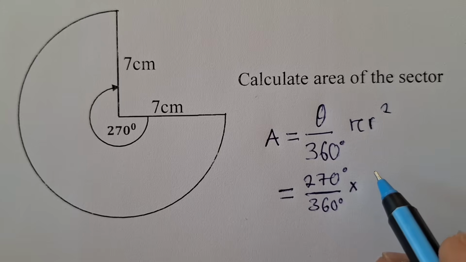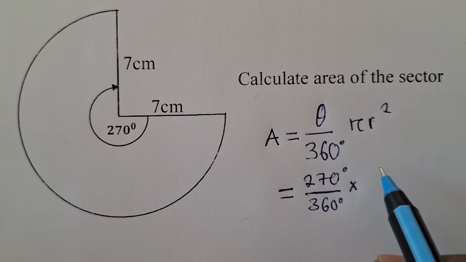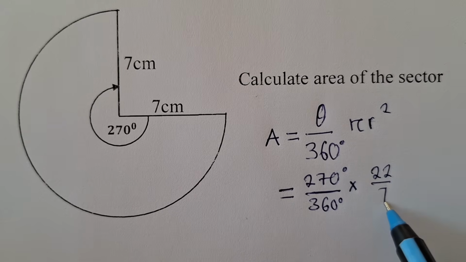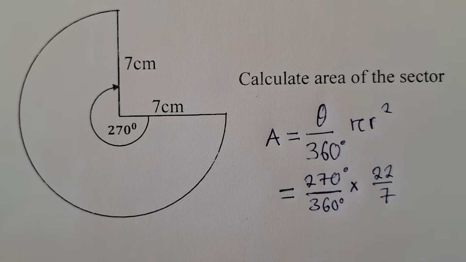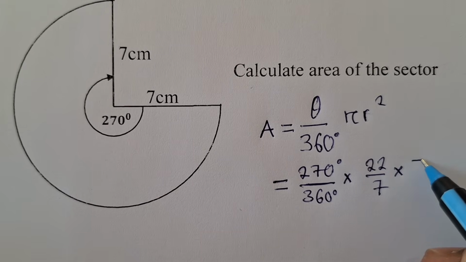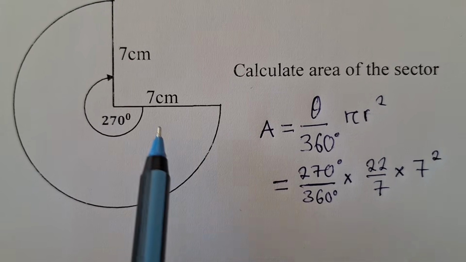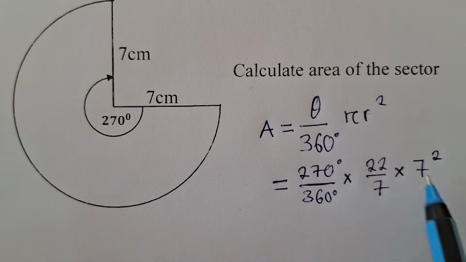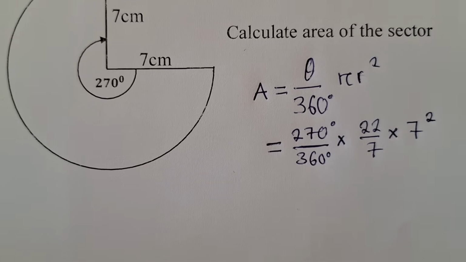Here, remember, this is paper 1. And in paper 1, you are supposed to use your pi as 22 over 7. And they always give that instruction that use pi as 22 over 7. So here, times the radius, which is 7 squared here. It's 7 centimeters from here to here. So where there is r, you put 7.